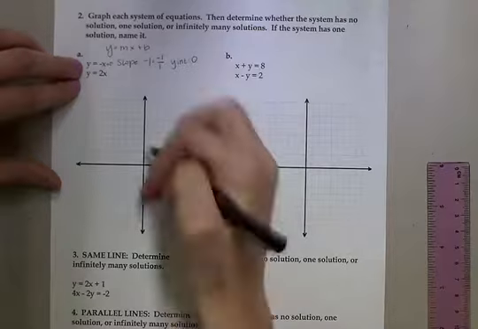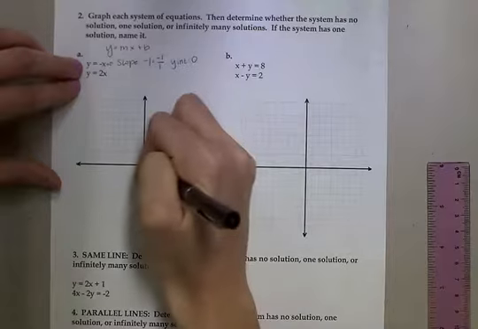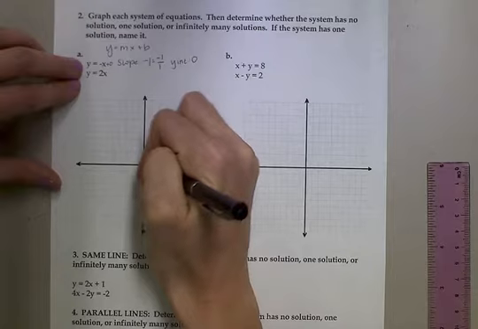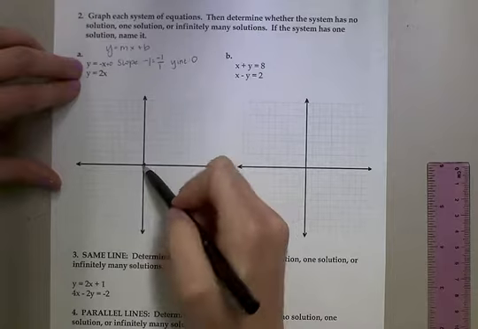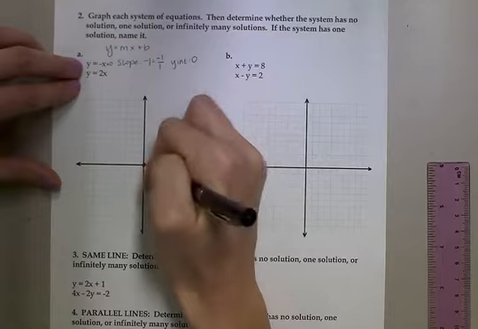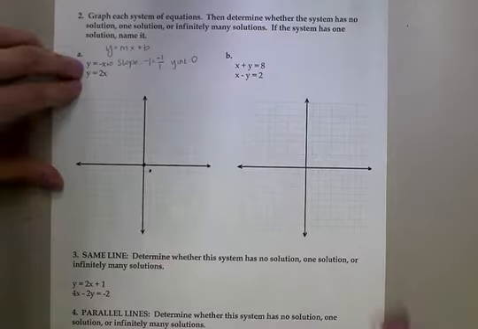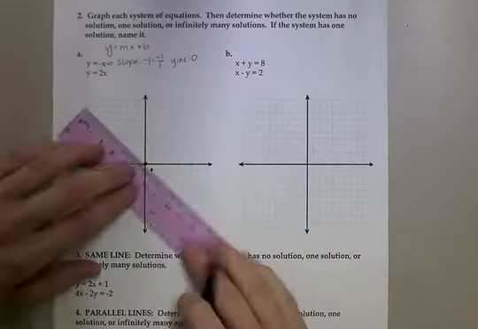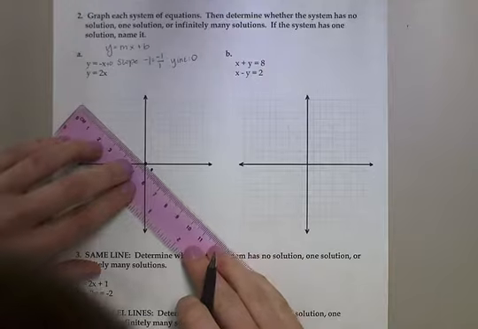So let's graph our y-intercept first, 0. And then we can use our slope to find another point on the line. So our slope, -1 over 1, let's go down 1 and right 1. Now we have 2 points that are on the line. We can graph the line.